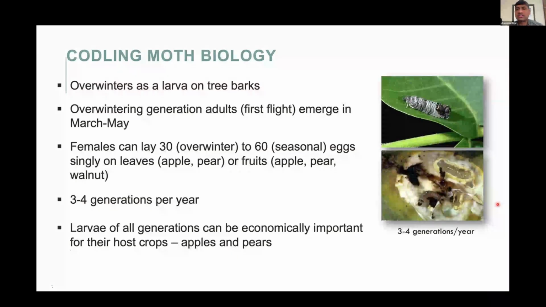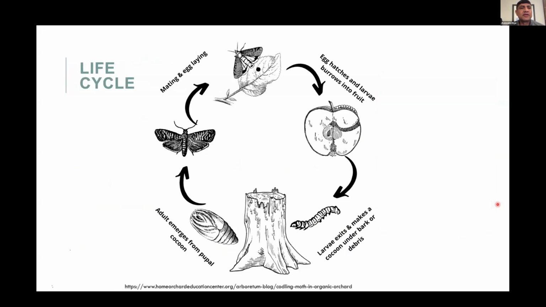They have multiple generations. So it's important to think about, if you have multiple generations that can attack at any time of the season, how you time your approach of not only monitoring but applying anything that is needed, right?